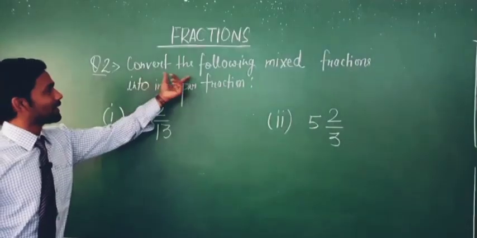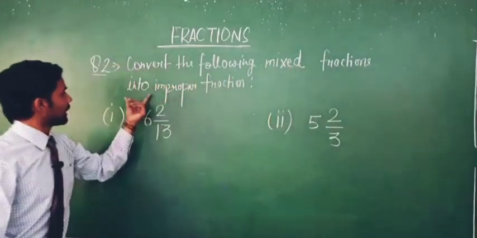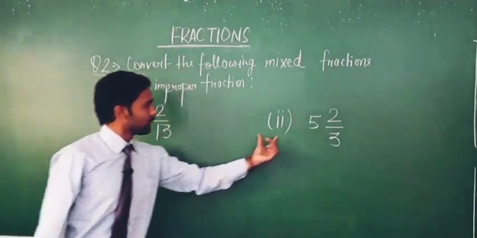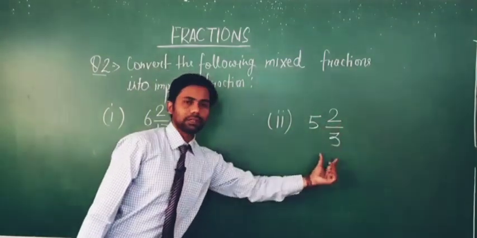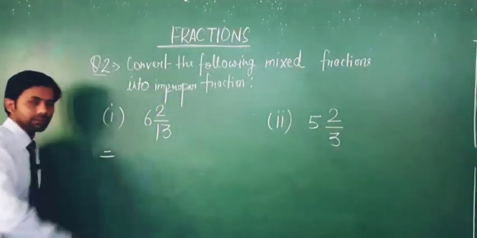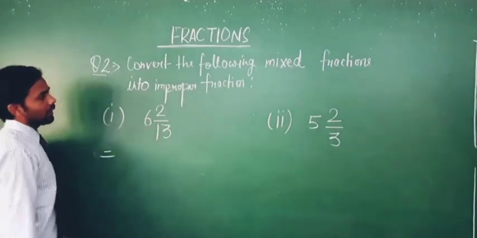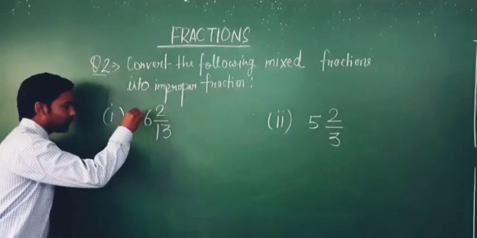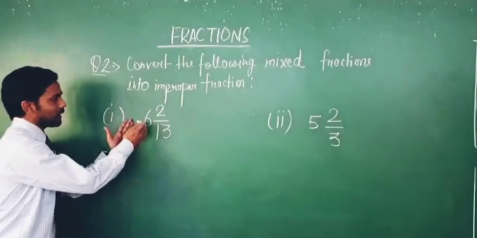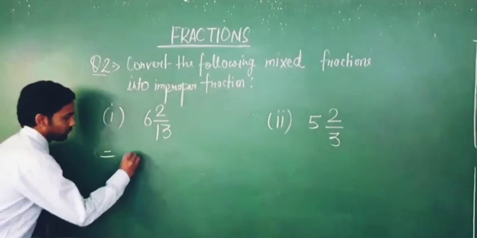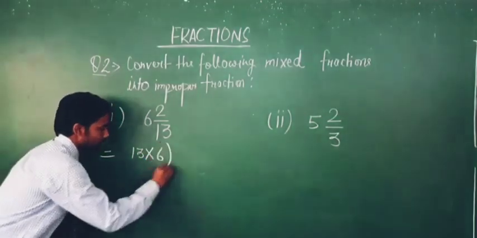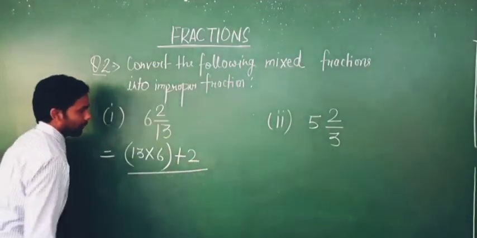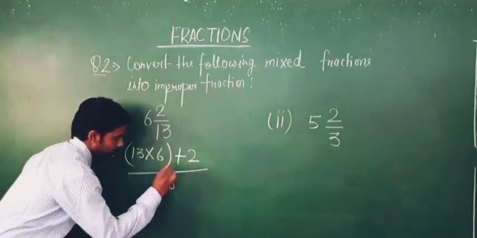Question number 2. Convert the following mixed fractions into improper fractions. Part number 1: 6 2 by 13. Part number 2: 5 2 by 3. When we change a mixed fraction into an improper fraction, we multiply 13 by 6 and then add the numerator, upon 13.